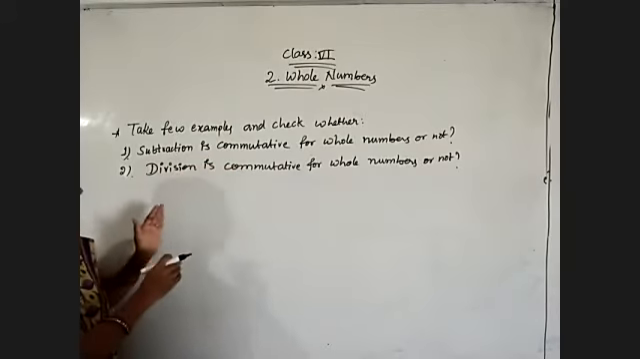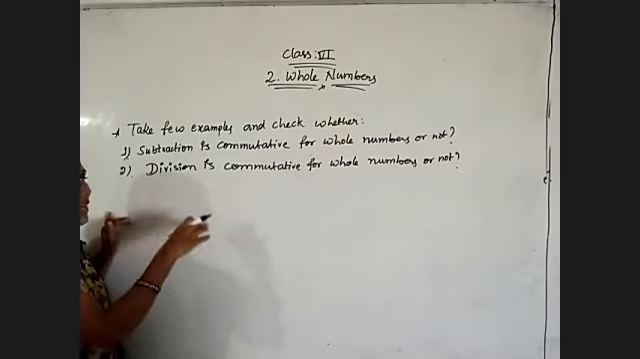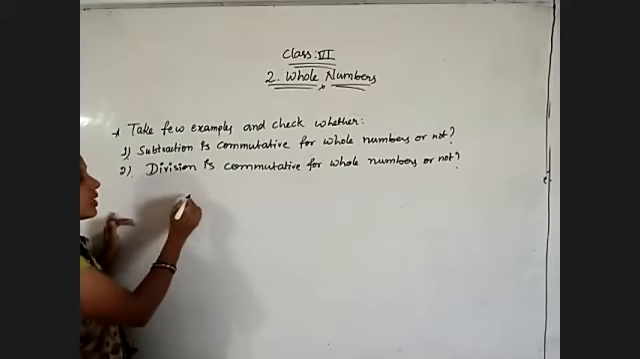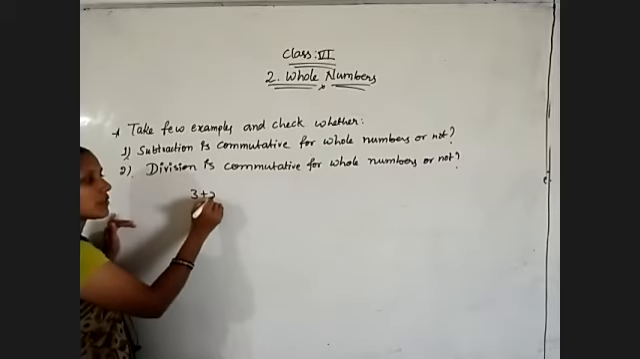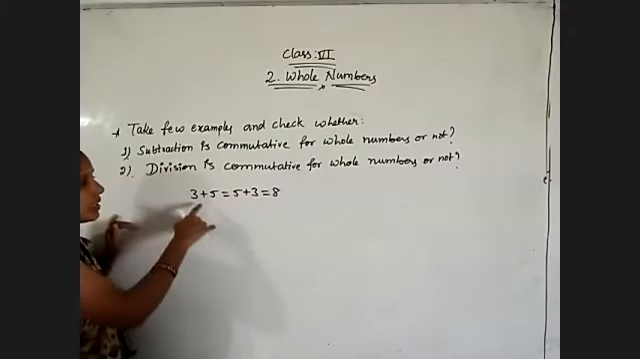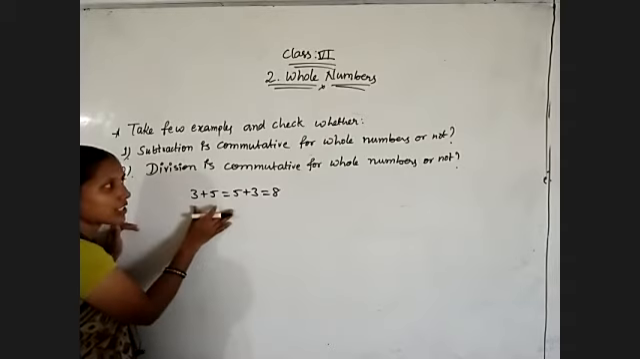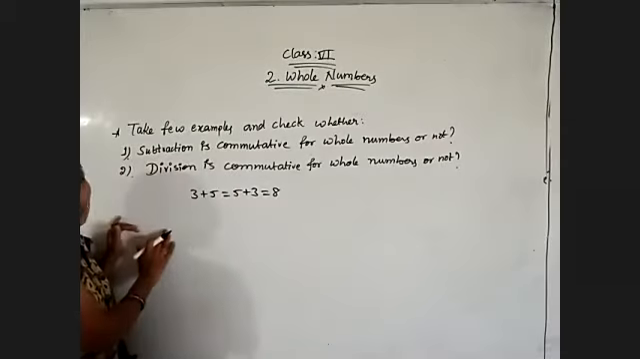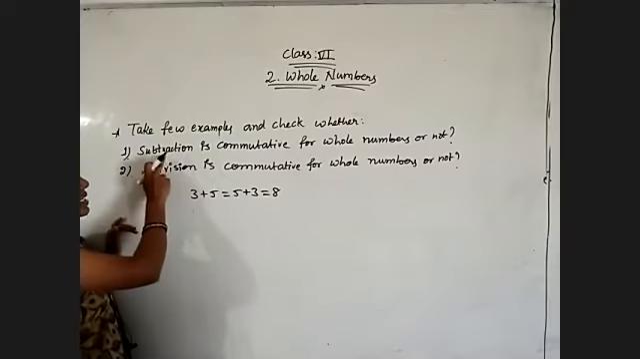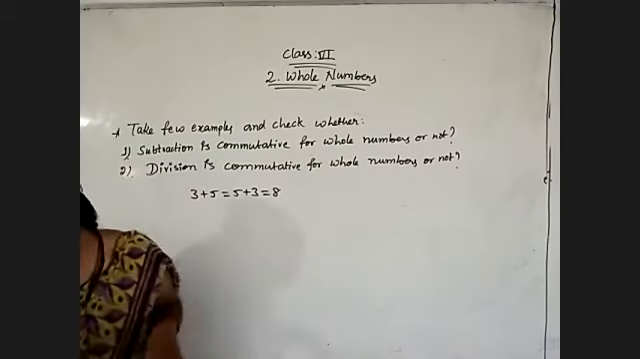As we are performing any operation by changing the order of two numbers, we have to get the same result. So in case of addition, 3 plus 5 is equal to 5 plus 3, both are equal to 8. So that's why addition is commutative for whole numbers. Like that only we need to check whether subtraction is commutative or not, with examples.